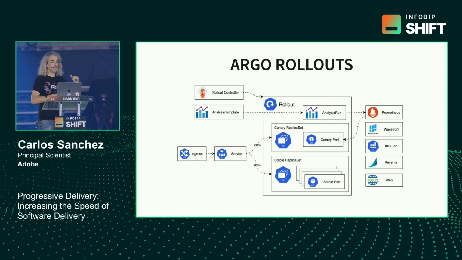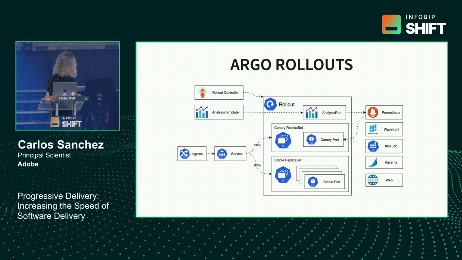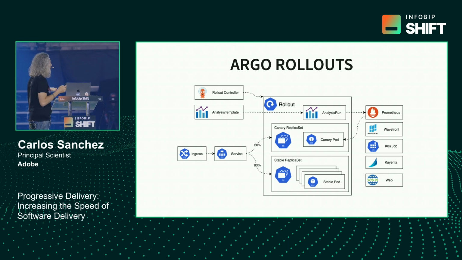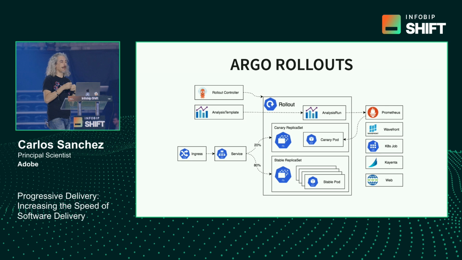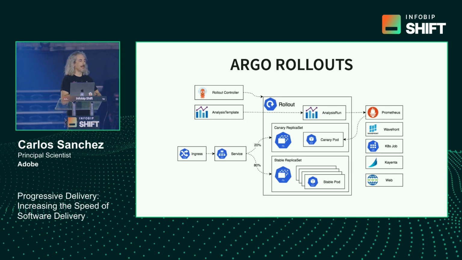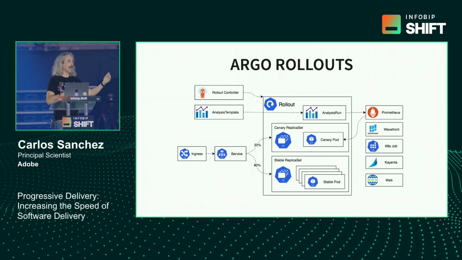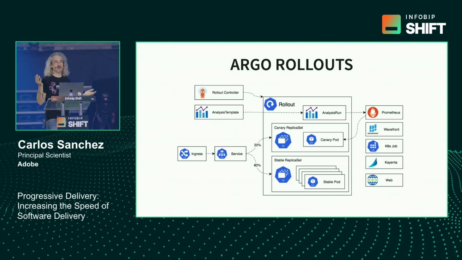And the analysis run, based on what you defined on the analysis template, is going to go to one of their metrics providers or analysis providers. Typically, you will have Prometheus with metrics, but there's other things that you can do. In my analysis template, I can say, I want the percentage of 200 codes to be higher than 90%, or I want 500 errors to be less than 1%. Whatever metric you figure out, you can set that on your template.